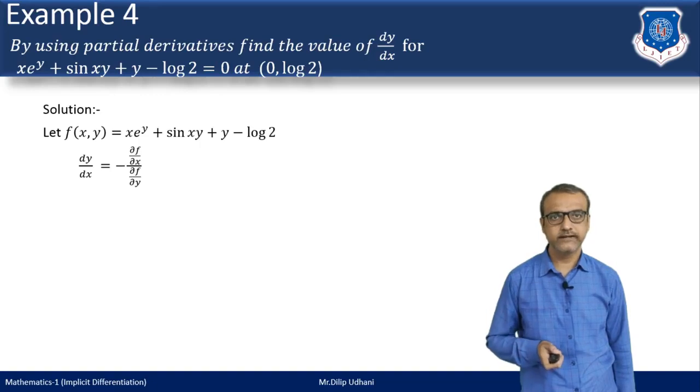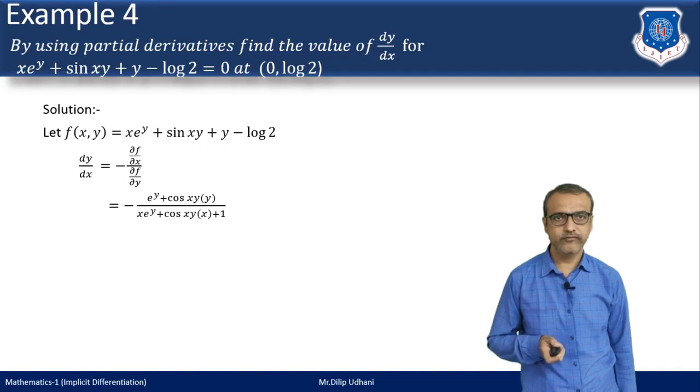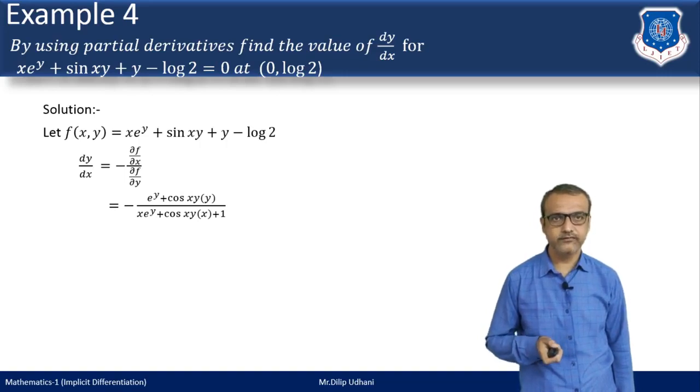So dy by dx is minus del f by del x upon del f by del y. First we will find del f by del x and then del f by del y. So del f by del x is the partial derivative of f(x, y) with respect to x keeping y constant. Here the first term is x e raised to y, so e raised to y is constant and the derivative of x is 1.